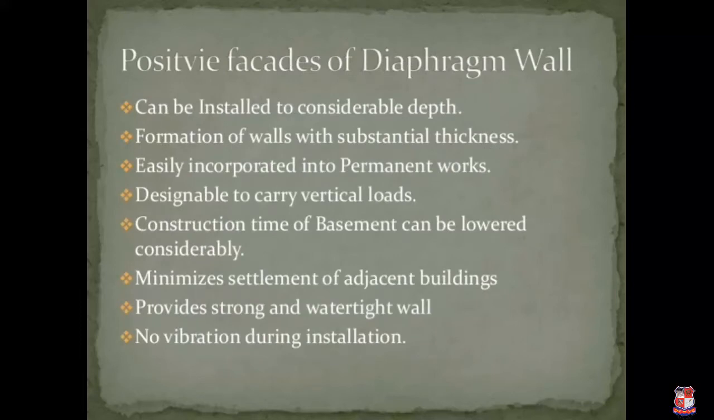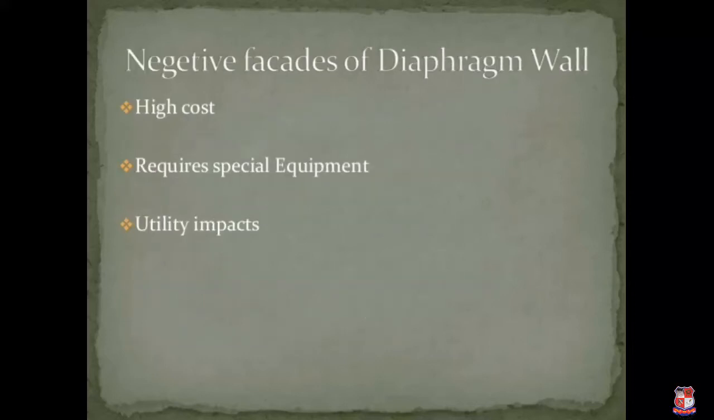Next, positive things for the diaphragm wall, or say the advantages. They can be installed to considerable depth, formation of wall with sustainable thickness, easily incorporated into the permanent works, designable to carry vertical loads, and construction time of basement can be lowered considerably, minimizes settlement of adjacent buildings, provides strong and watertight wall, no vibration during installation. Now, the negatives, or say disadvantages, of diaphragm wall: high cost, requires special equipment, and utility impacts.